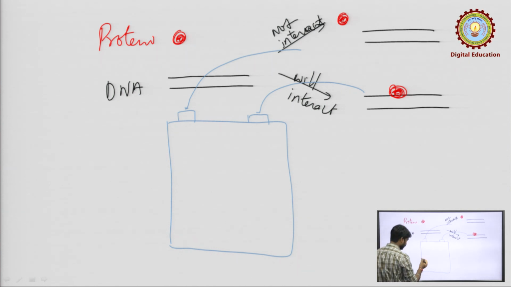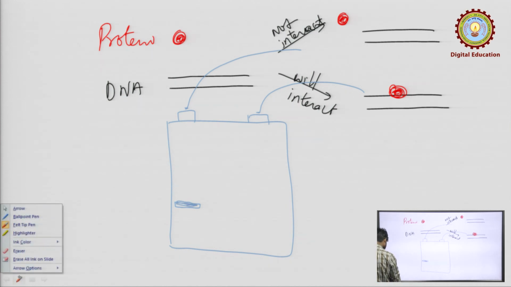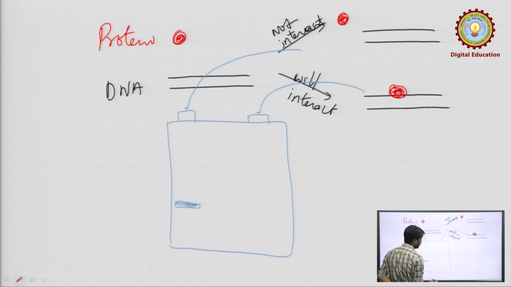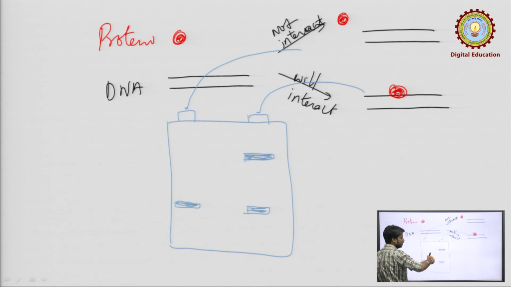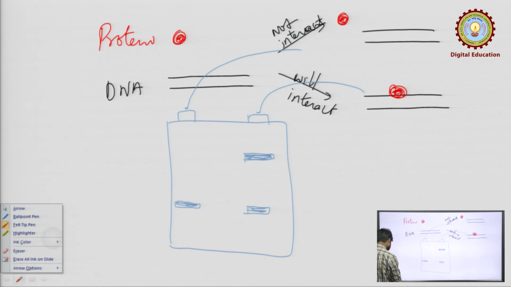What you will find, student, after running the gel, is that the DNA in which protein is not interacting will move towards the end. In the other sample, where the protein is interacting with our DNA, you will find another band which is above the DNA band. Why is it like this?